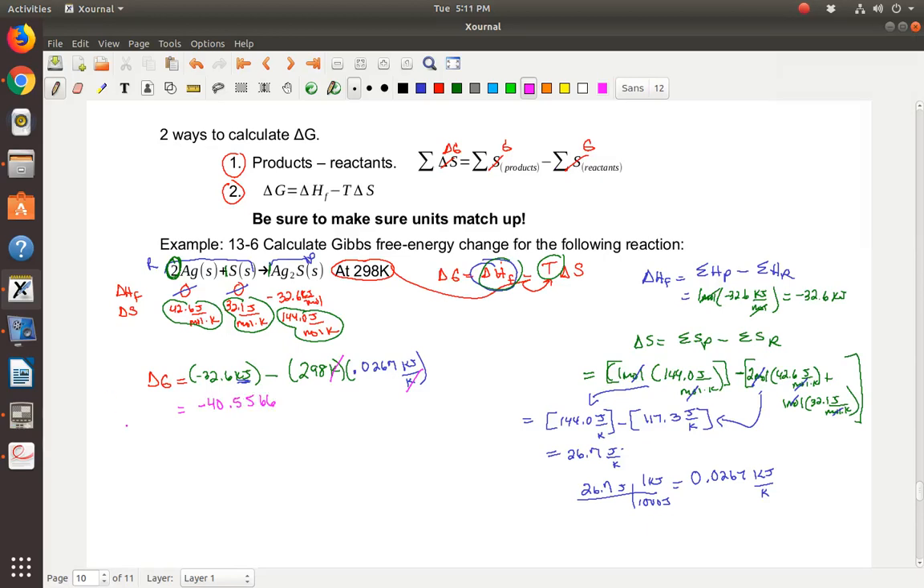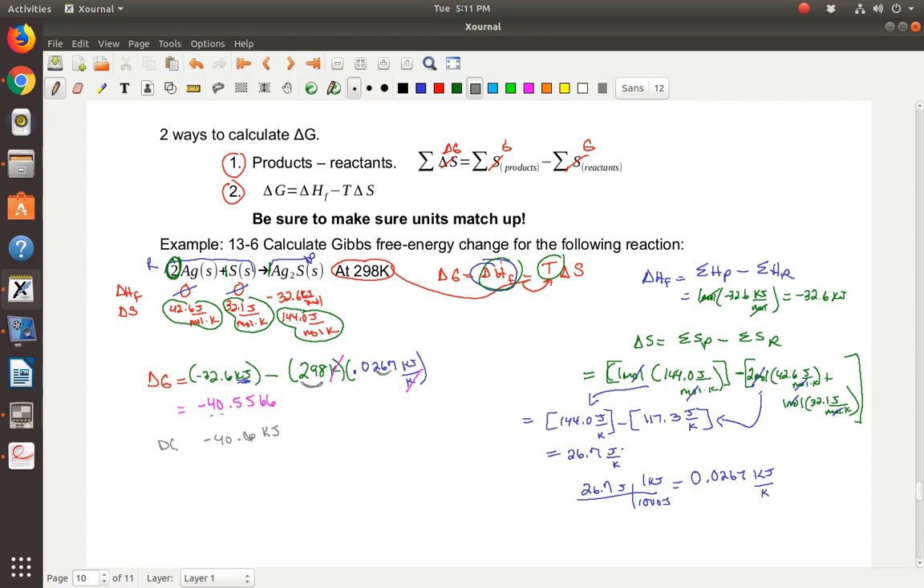All right, when I do that, I get negative 40.5566, and we need to adjust for sig figs. This is a measured value. It has 3 sig figs. This has 3 sig figs. This all has 3 sig figs. So 1, 2, 3. So it's negative 40.6 kilojoules. That's the unit, negative 40.6 kilojoules.